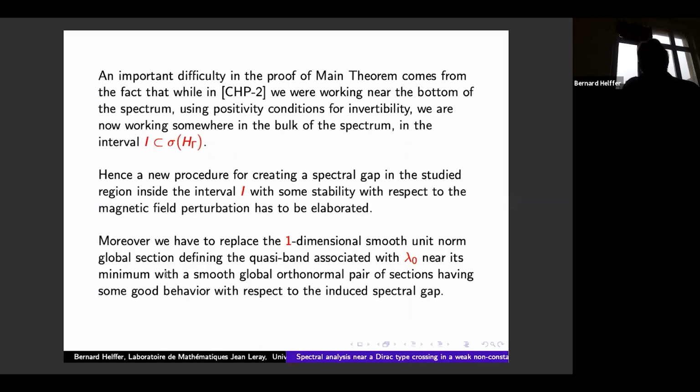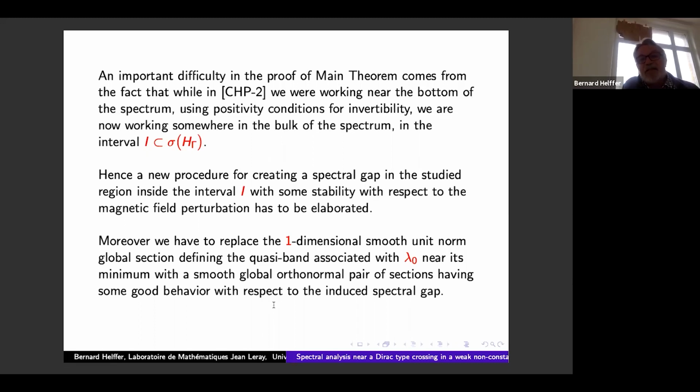So there are various difficulties in the proof. In the previous paper, we were analyzing what's going on at the bottom of the spectrum. And in some of the perturbation arguments, we were using a positivity condition that we have lost here. Here we are analyzing a window in the middle of the spectrum, and this is a first technical property. There are other points which are complicated: when you are at the bottom, you can, in some sense, fill the wells. It's easier than here where we are in the middle of the spectrum. And so we have to define an adaptive procedure in this case.